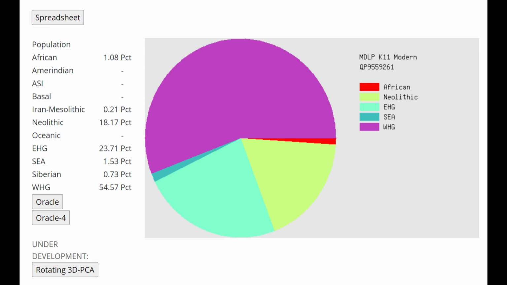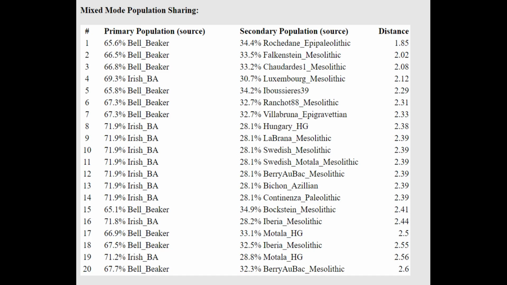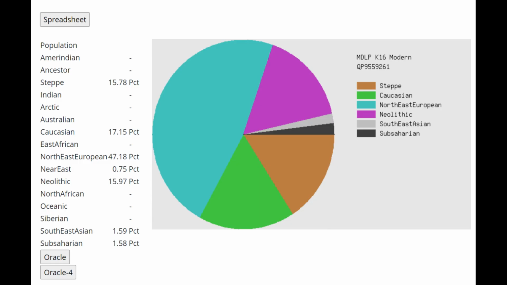For comparison, I score like 30% WHG with this calculator, so this individual is a lot more northern than me, a modern Russian, a lot more northern than any modern ethnicity in Europe, aside from Sami people and maybe some Finnish people. With the Oracle, he's getting more or less a mixture of Bell Beakers plus hunter-gatherers. This is what he scores with MDL PK16.